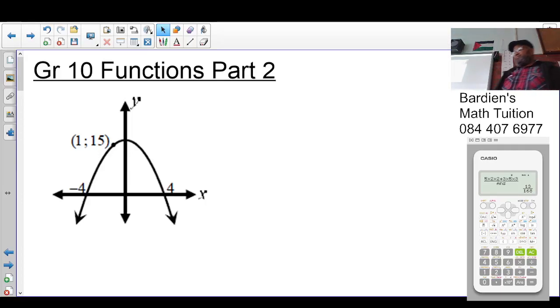Morning class. So today we're looking at functions part 2. In the next two videos we're just going to look at determining the equation of graphs. At this point we have completed analytical geometry and you should be okay with calculating the equation of a straight line. I gave you the sums yesterday and as promised we're going to do the recording of this part today.